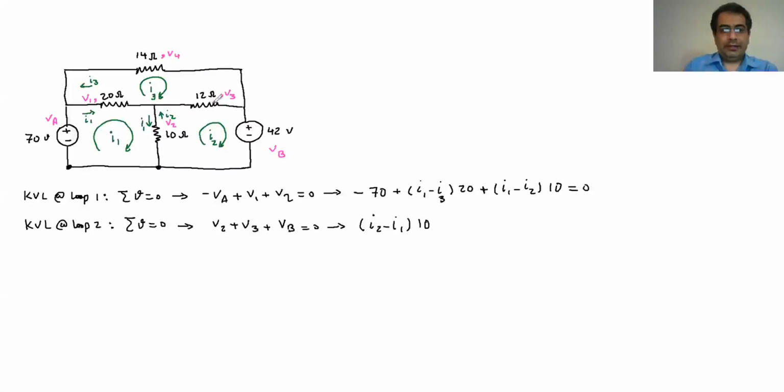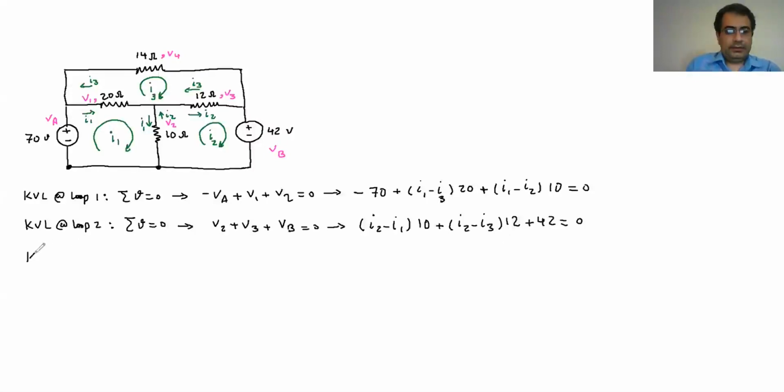And then here again, if I look at here, I know that in this one, I2 goes this direction, and then the I3 goes this direction. So the inside minus outside, or the positive minus, so it's going to be I2 minus I3 times 12, and then positive VB, which is going to be plus 42. It's going to be 0.